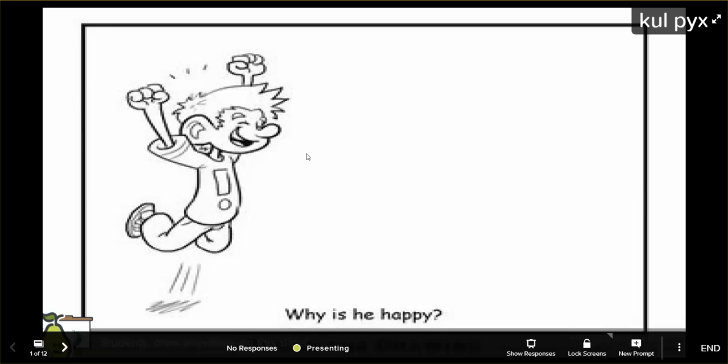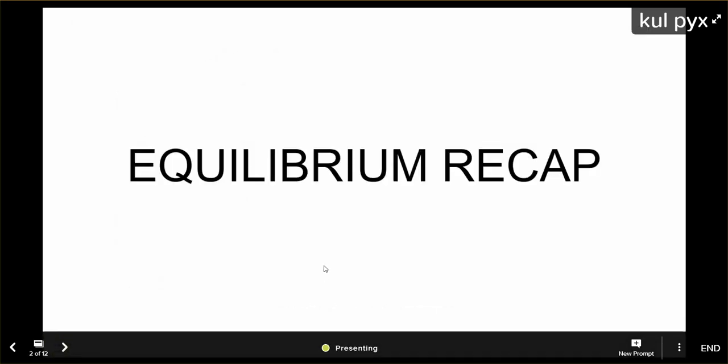So, for slide number 1, we have this guy here. We'll call him Billy, and hopefully he has pretty good reason to be happy. So you can think of something that makes this kid right here quite ecstatic to be jumping up for joy. So, we're talking about equilibrium today. We've talked about it last week, and you might have forgotten just a bit about it. So this is why we have our recap today.